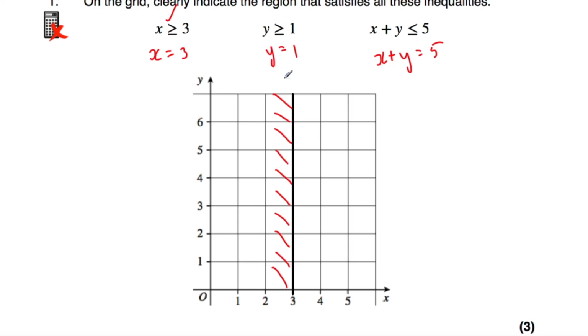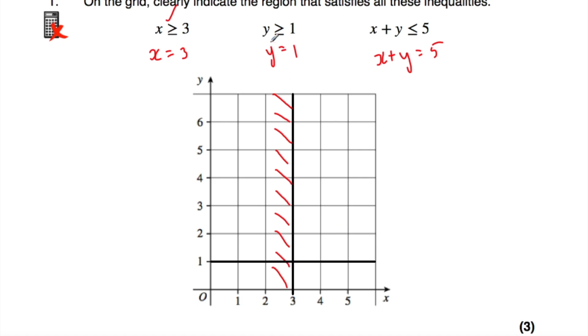So I'm going to draw the graph of y equals 1. So that's the line where all the points have a y coordinate equal to 1, such as (0, 1), (1, 1), (2, 1), (3, 1), (4, 1), (5, 1) and so on. So that'll be that horizontal line passing through the y-axis at 1. So let's draw that line. So that's the line y equals 1.